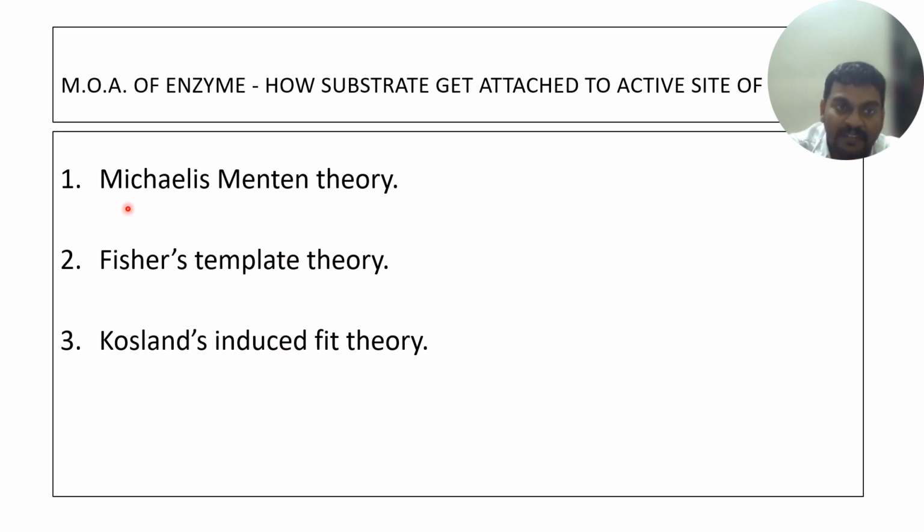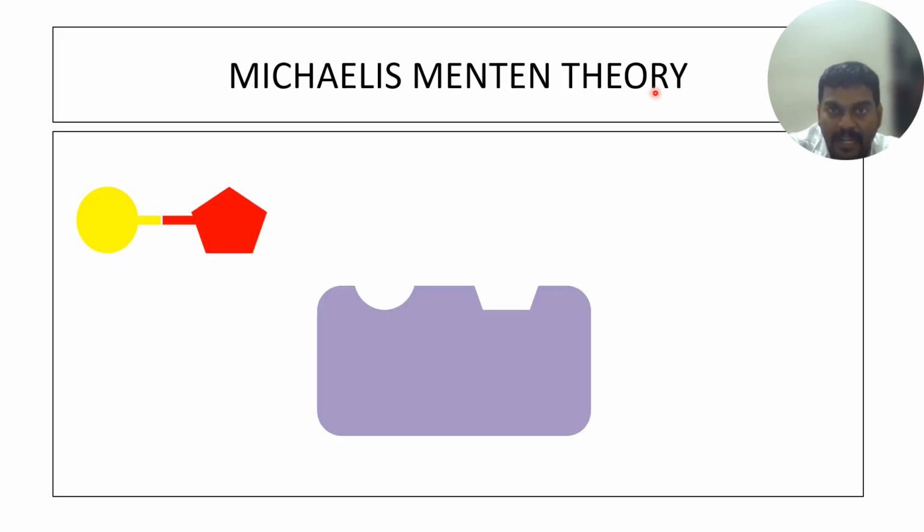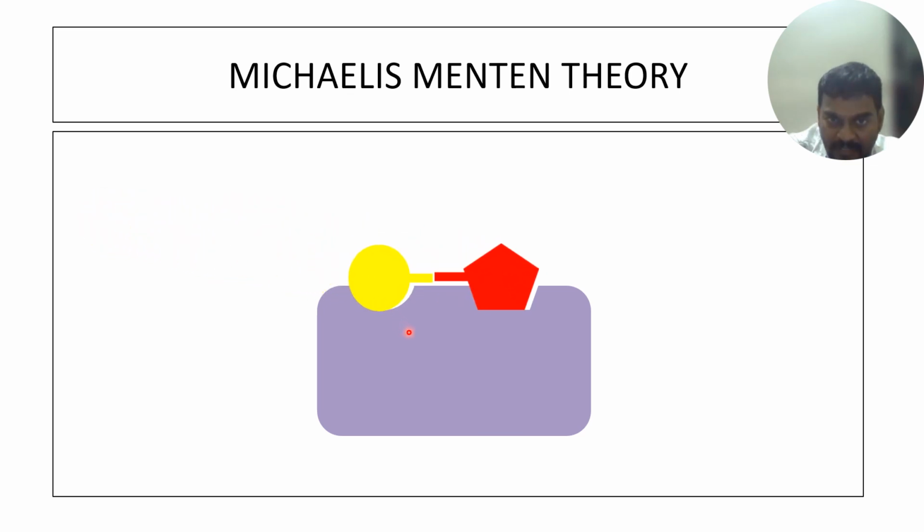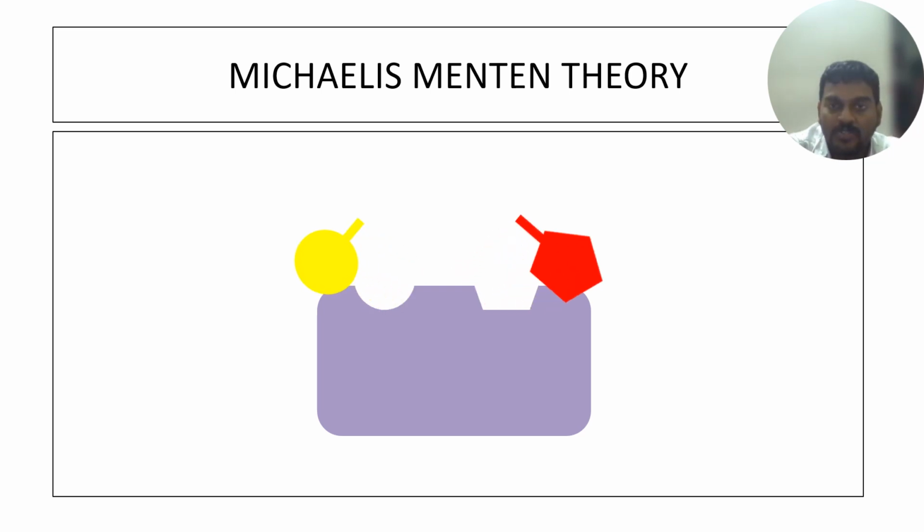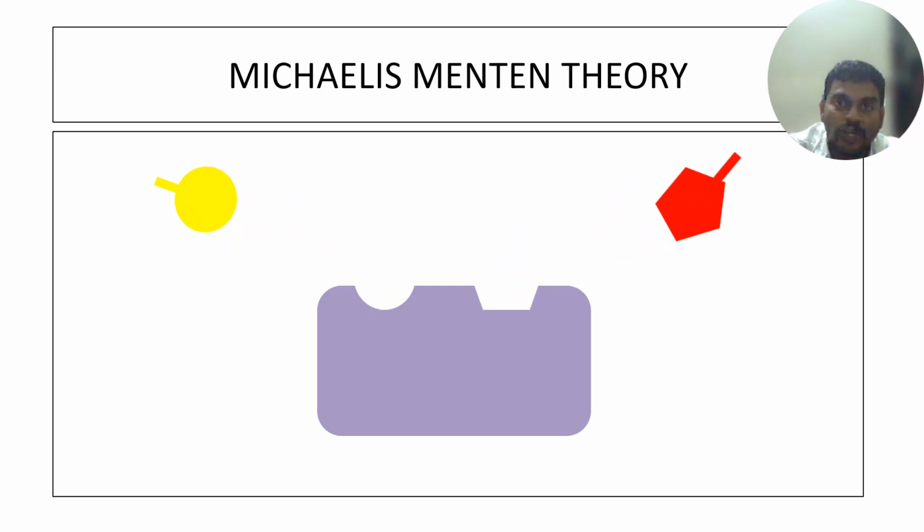Okay, we'll start with the Michaelis-Menten theory. So according to this theory, it was explained by Michaelis and Menten in 1913, and according to them, we have an enzyme, we have a substrate. Okay, so this is the active site of the enzyme. Okay, and this substrate will get attached to the active site of the enzyme and it will get converted to product and it will be released from the enzyme. Okay, so there are totally 3 steps.